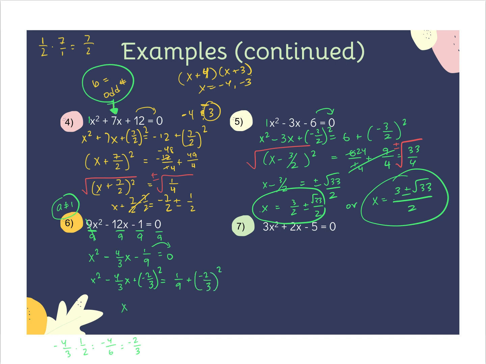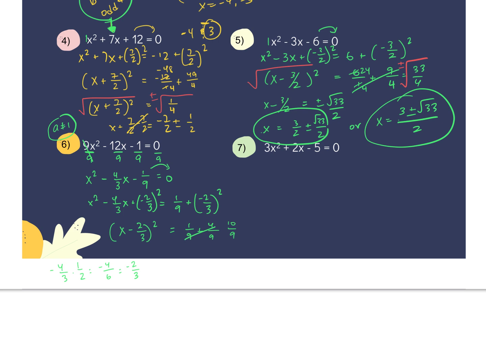So again, knowing my shortcut here, I know this is going to be x minus 2/3 squared, and this side over here is going to be 1/9 plus 4/9. And so I know that this is going to end up being 10/9. So I'm going to take the square root of the left side and plus minus square root of the right side.